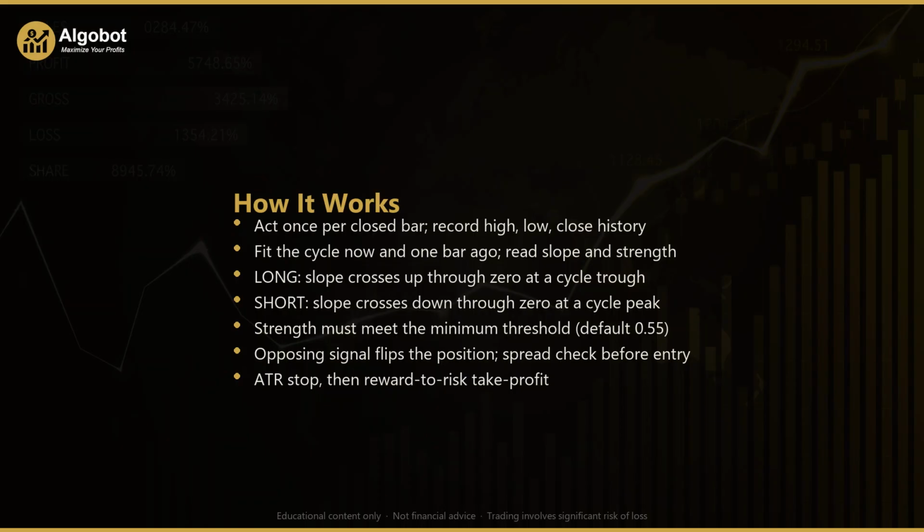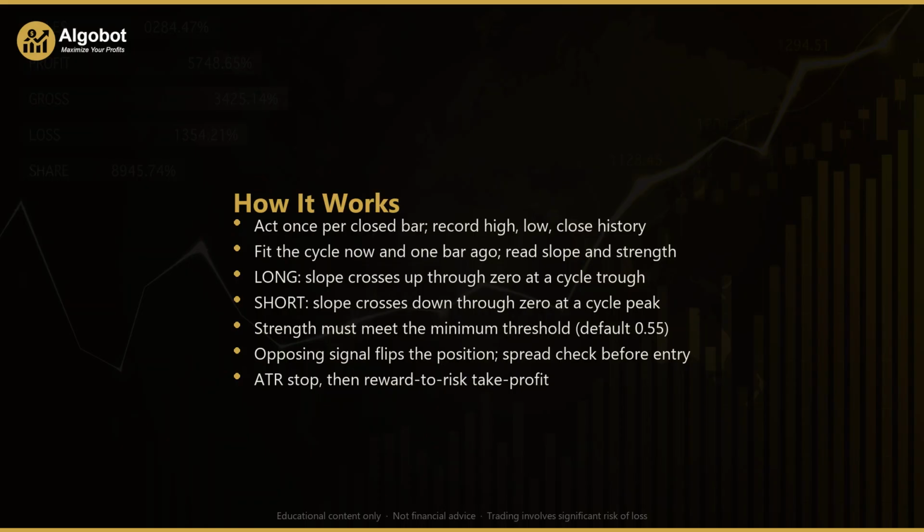A long condition is detected when the previous slope was at or below 0 and the current slope is above 0. That is the fitted wave crossing up through 0, which corresponds to a cycle trough where price is turning up. A short condition is the mirror image, the previous slope at or above 0 and the current slope below 0, the wave crossing down through 0 at a cycle peak. But a crossing alone is not enough. The strength gate must also be satisfied. The cycle strength reading has to be at or above the minimum threshold, which defaults to 0.55.